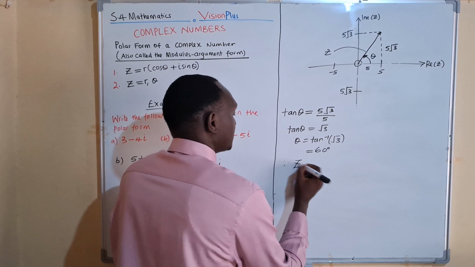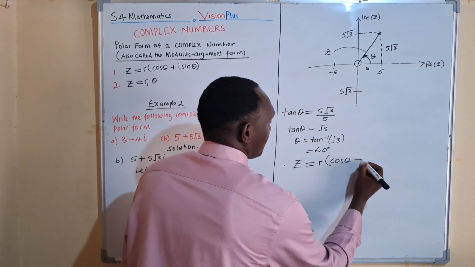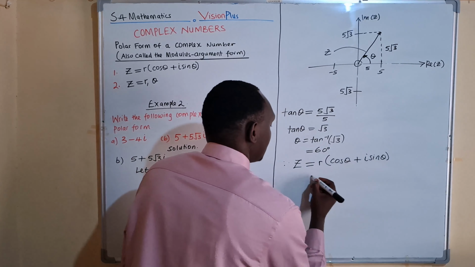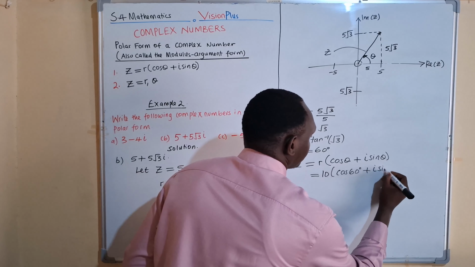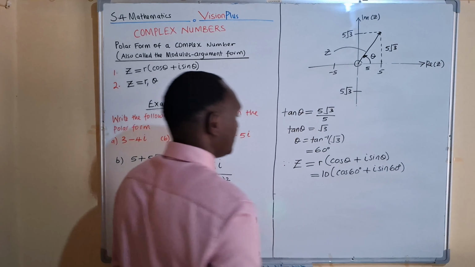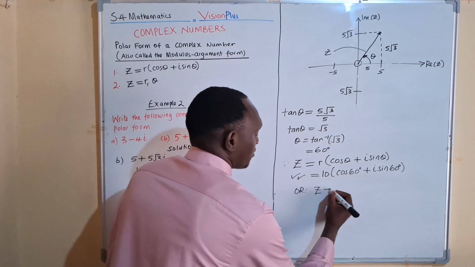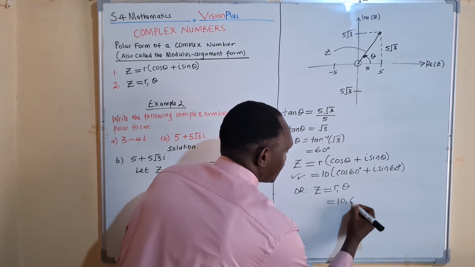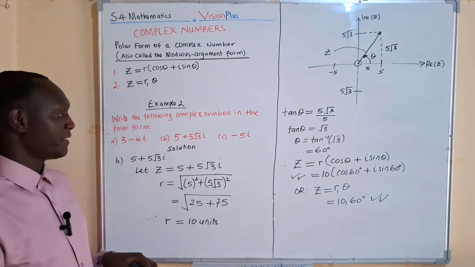Therefore, we know that the polar form of any complex number is given by r open bracket cosine of theta plus i sine of theta. This means that we need to substitute for r, which is the magnitude of the complex number, 10, into cosine of 60 degrees plus i sine of 60 degrees. And that is the answer. Or somebody could use the other form, that the polar form is given by r, theta, whereby r is 10 and the theta is 60 degrees. This one is also correct. So this is the solution.